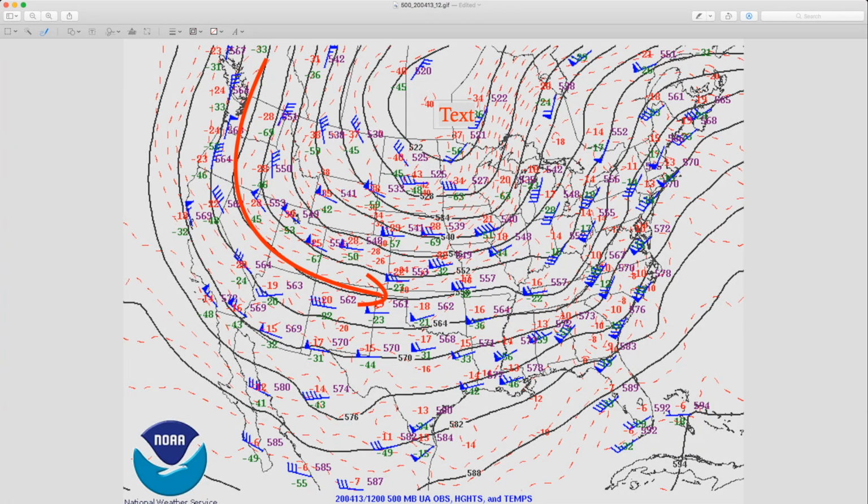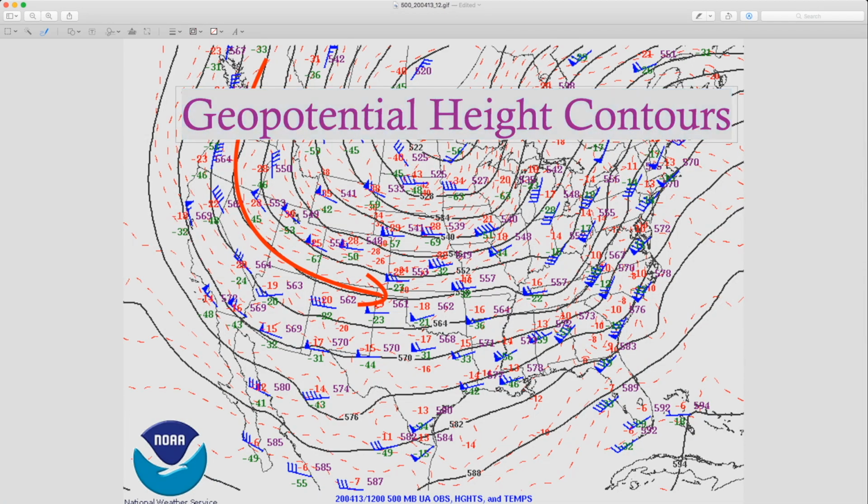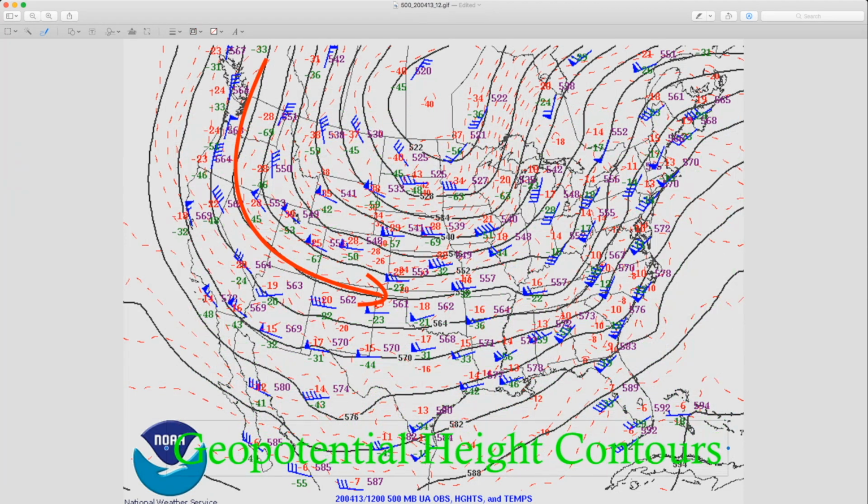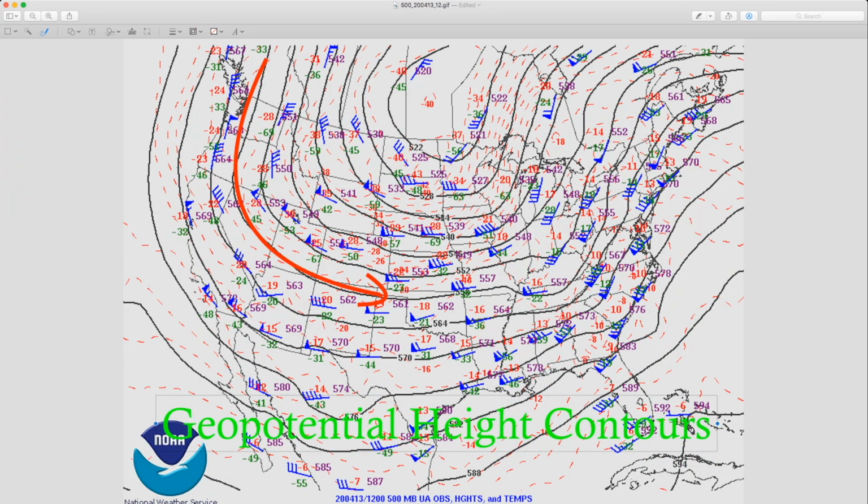Remember, we are doing an isobaric analysis. So now we are doing something different. These are called geopotential height contours. Can't really see anything with this map here. But yeah, maybe write this down in your notebook. These lines of constant pressure are called geopotential height contours, and these are exclusive to the upper height charts.